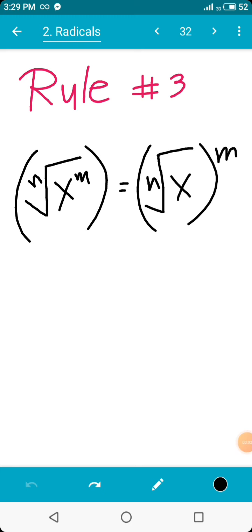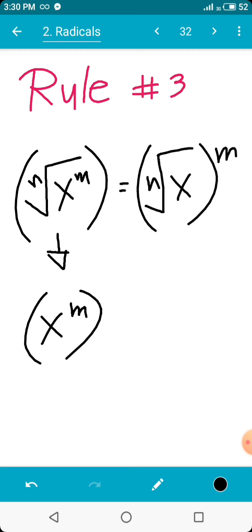Okay, so punta na tayo dun sa rule number 3. So, sinasabi dito na yung nth root of x raised to m is equals lang dun sa nth root of x sa ni-raise dun sa m. Okay? So, paano nabuo tong rule na to? Puntahan ulit natin yung fractional exponent. So, this one, pag sinulat natin siyang fractional exponent ay magiging x raised to m and then raised to 1 over n.